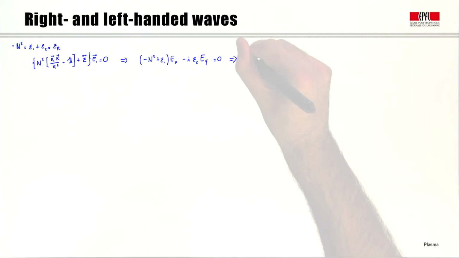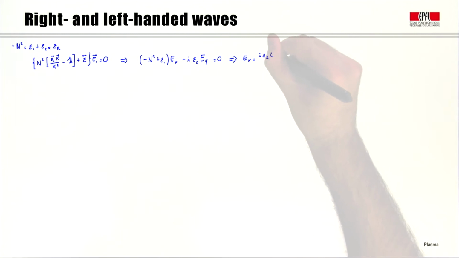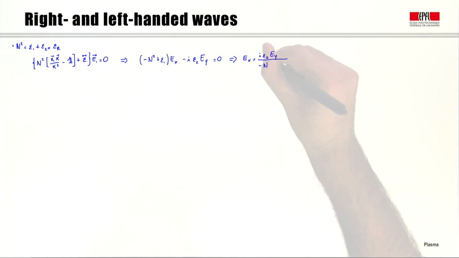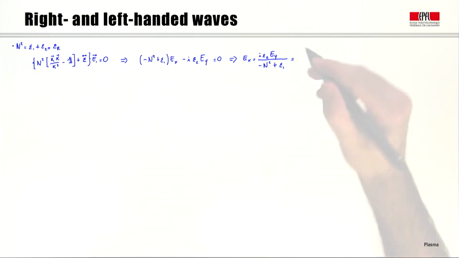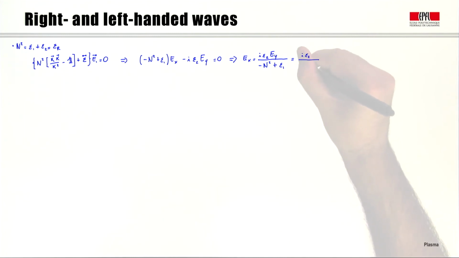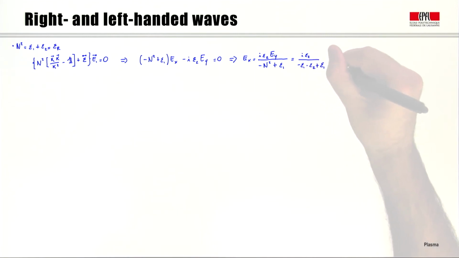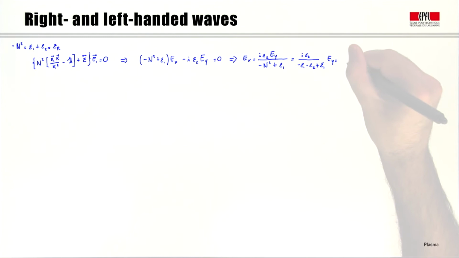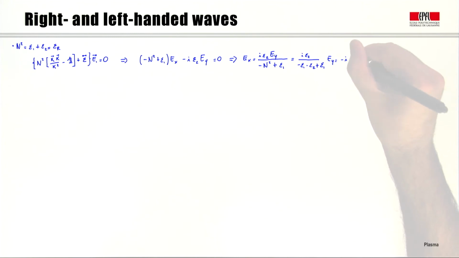This means that Ex will be equal to i epsilon 2 Ey divided by this quantity, minus n square plus epsilon 1. Now we can replace the expression for n squared that we have from here, and this will be equal to i epsilon 2 divided by minus epsilon 1 minus epsilon 2 plus epsilon 1, times Ey, which is therefore equal to, simplifying minus epsilon 1 with plus epsilon 1, and then dividing epsilon 2 by epsilon 2, minus i Ey.